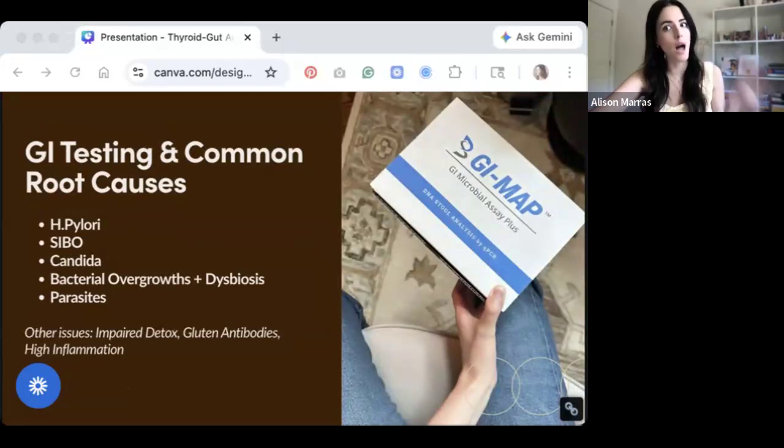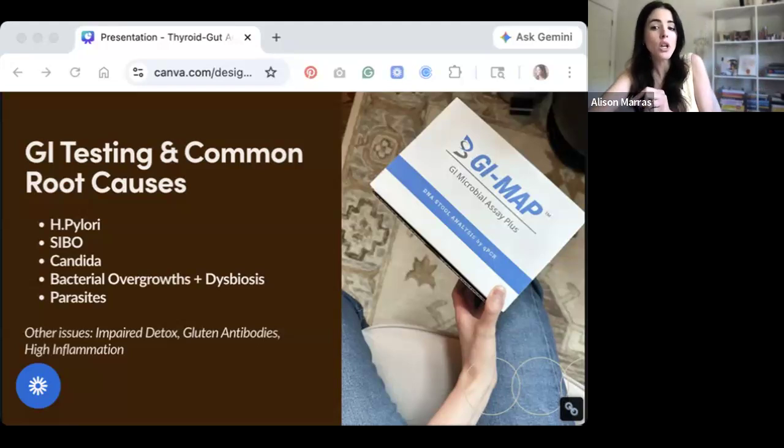It tests for a lot, guys, not just those things, but those are the most common things that we usually uncover, as well as other issues like impaired detox. My thyroid girlies have very impaired detox a lot. Gluten antibodies, so just legit, their body is reacting to gluten, and high inflammation. Okay, and now I'm going to share a bit more about each. So just keep a little note if any of them sound like you.